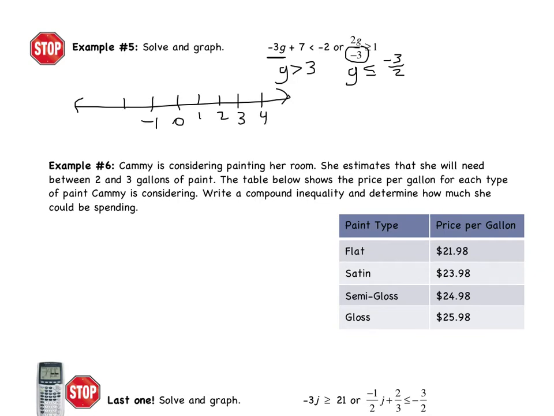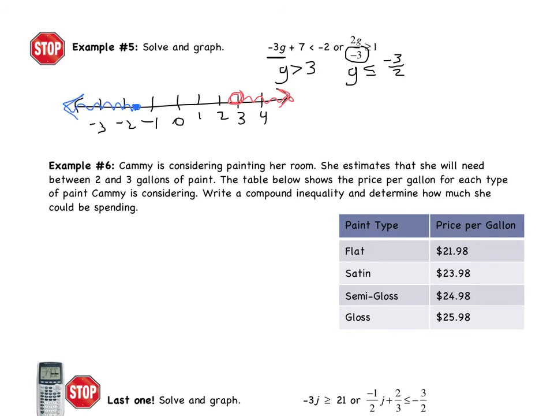Then we should have graphed it. Okay, g is greater than 3 should have been an open circle at 3 and everything above that. G is less than or equal to negative 3 over 2. Negative 3 over 2 is negative 1.5. That should have been a closed circle. And then it's everything below that.